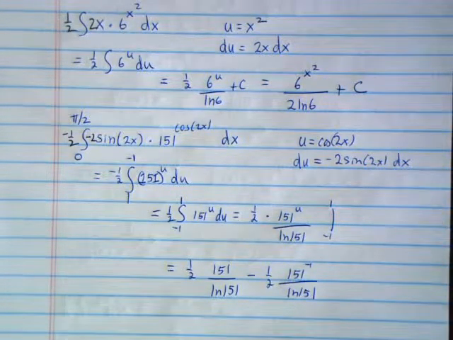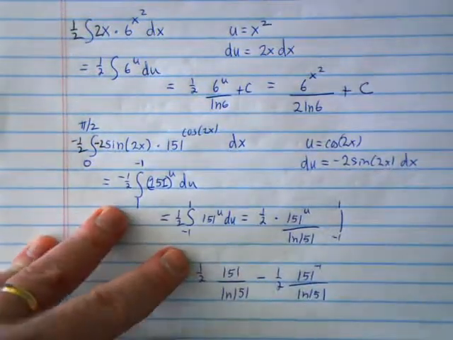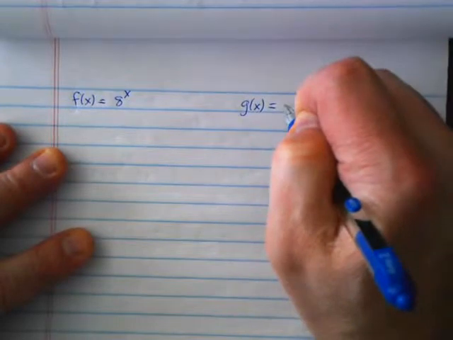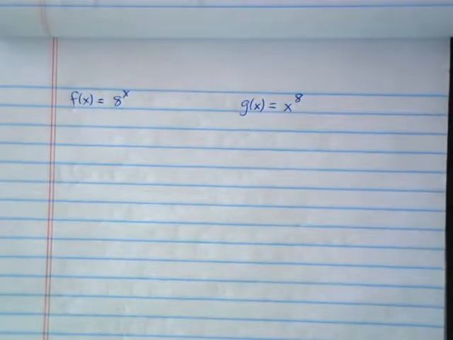Questions on that? All right then, the last thing that appears in this section. We kind of talked about this already, but here it is again. f of x equals 8 to the x, and g of x equals x to the 8. Very similar looking functions, but very, very different in actuality. And of course the derivatives are very, very different.